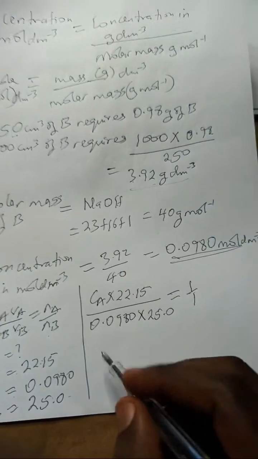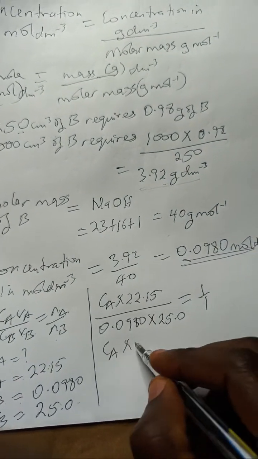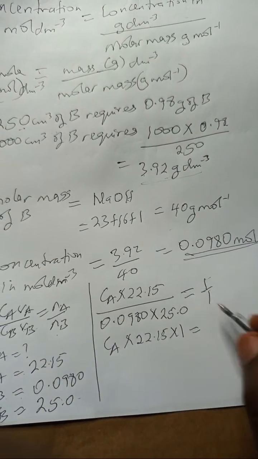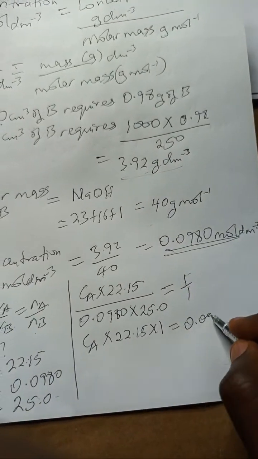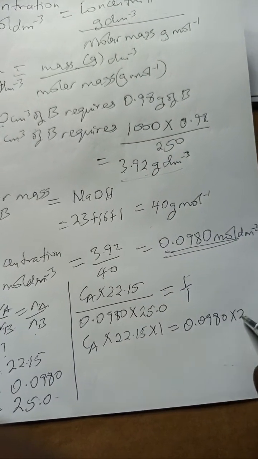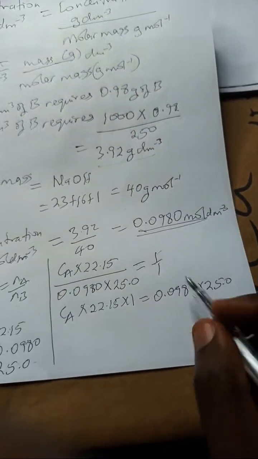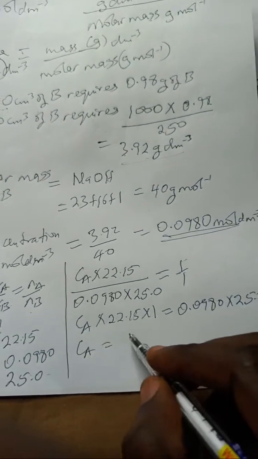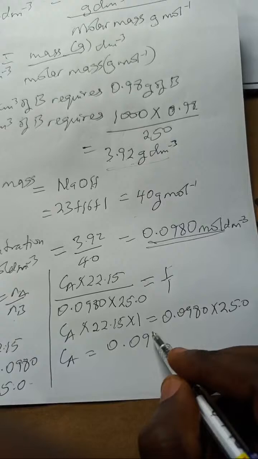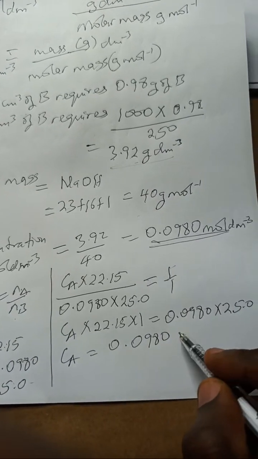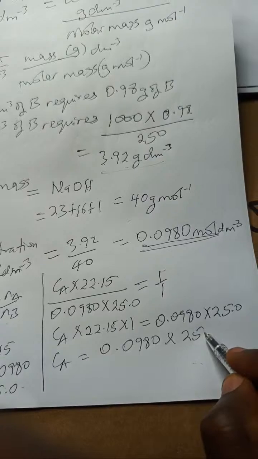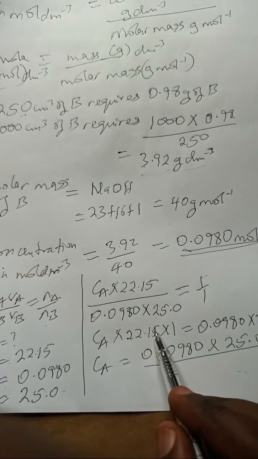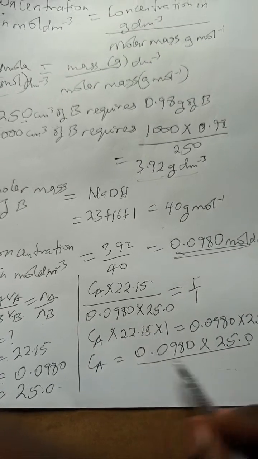We have CA times 22.15 times 1 is equal to 0.0980 times 25.0. Multiplying by 1 is not going to change anything. So CA is equal to 0.0980 times 25.0 divided by 22.15.